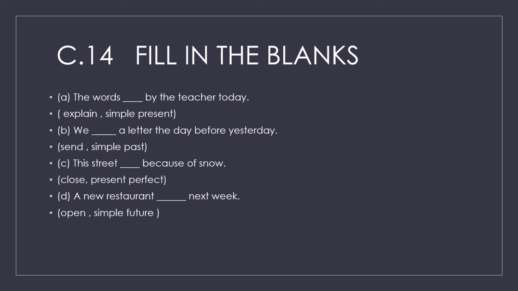Now the C one. The C is: this street dash because of snow. Now here you have to use the word close in present perfect tense. So, this street has been closed because of snow.